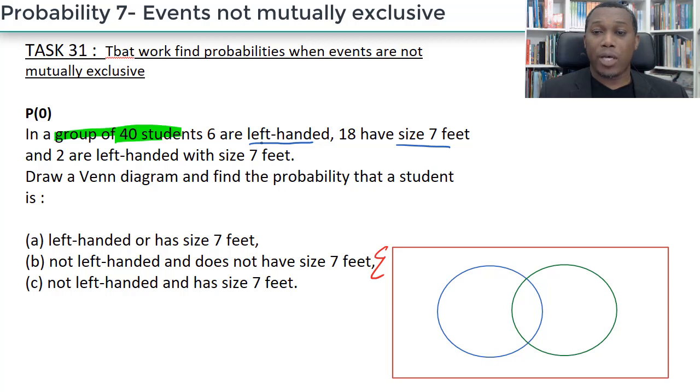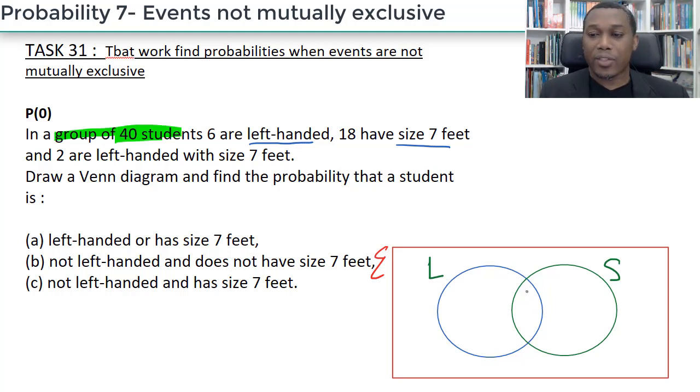Okay, and we want left-handed, so I'll call it left-handed, and then size 7, I'll use an S for size 7, and those letters are too big, so left-handed and size 7. So we have the diagram set up. Now let's see if we can use the information to actually get what numbers fit in.